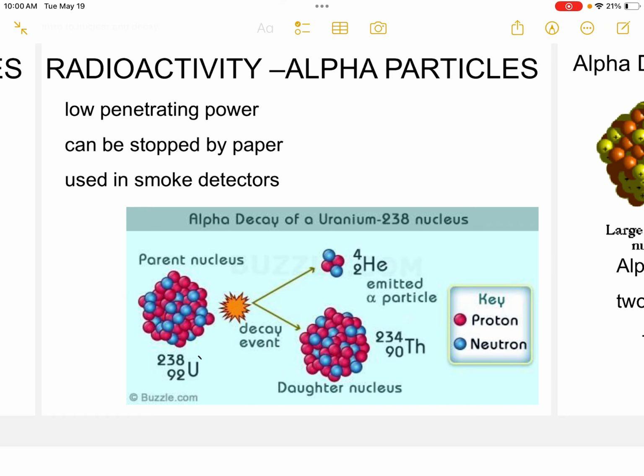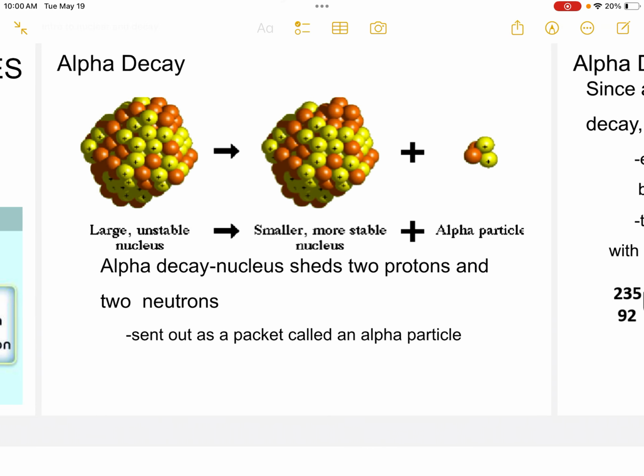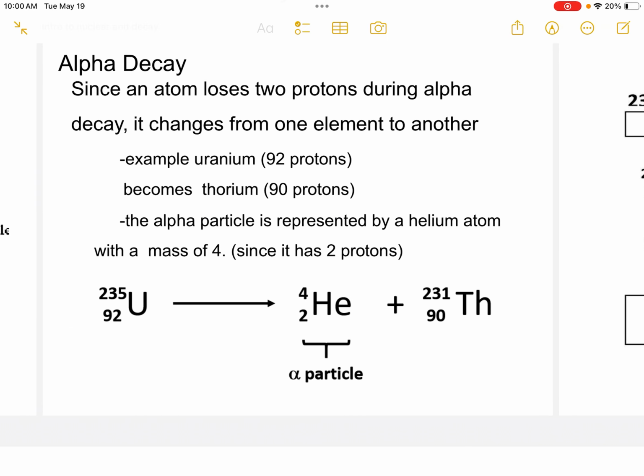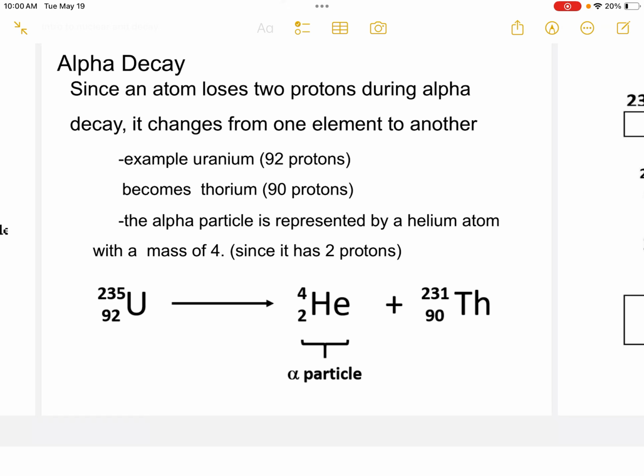Okay, so you can see here that we have a uranium nucleus that has a mass of 238 and 92 protons, and it gives away 2 protons and 2 neutrons, so it's a mass of 4, and it's changed completely into this thorium atom. And the mass is down by 4, and the atomic number is down by 2. So it loses 2 protons, it changes into a completely different element. So uranium has changed into thorium.